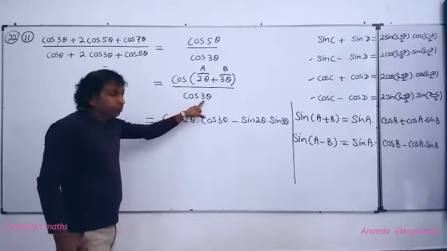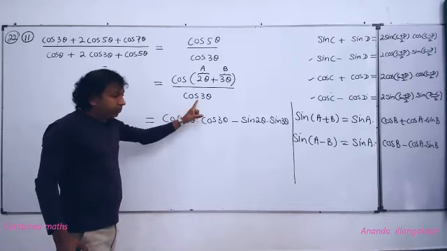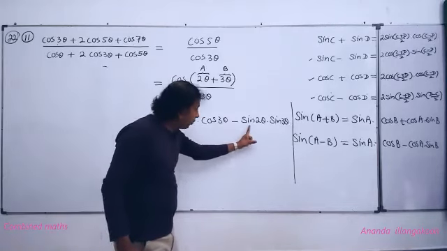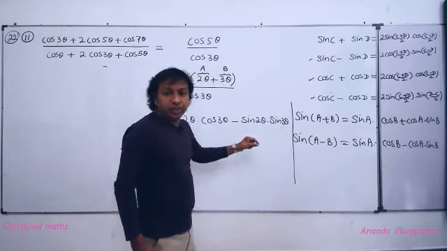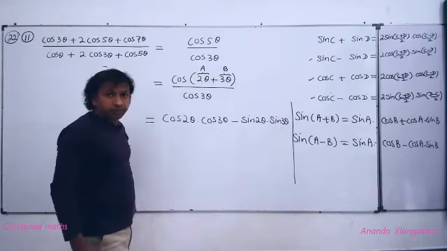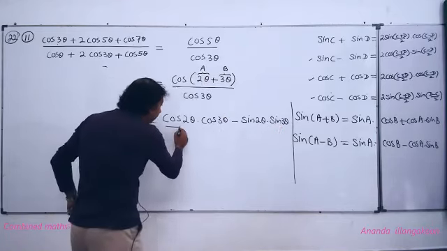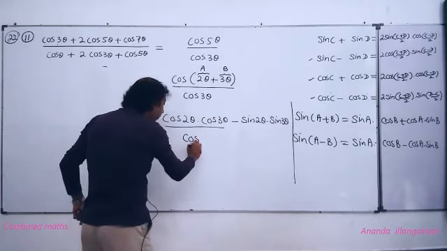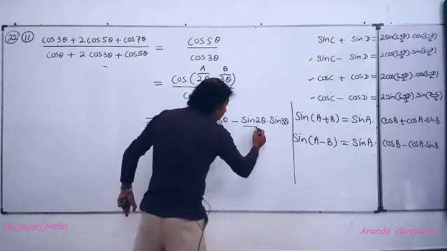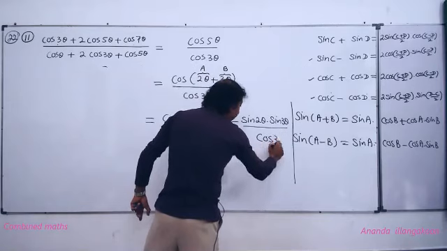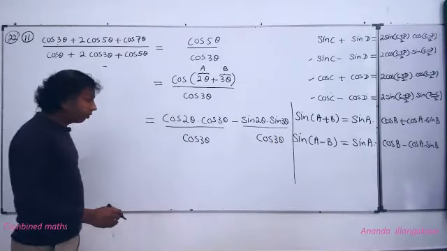That should be divided by cos 3 theta. That means, people, this term as well as this term, we have to separately divide by this cos 3 theta. Then I am going to write that this way: cos 3 theta is divided by cos 3 theta. Now, for example, think like this.